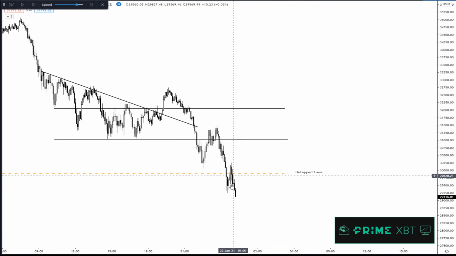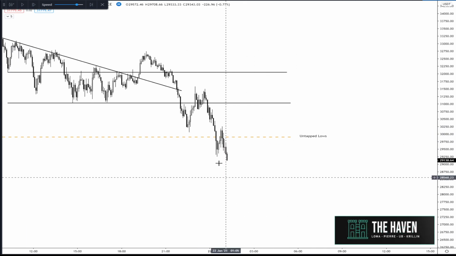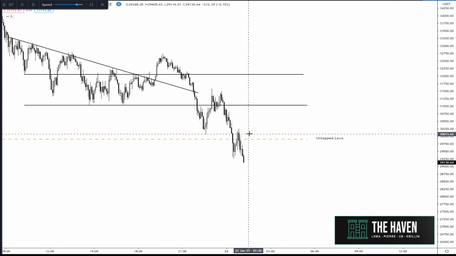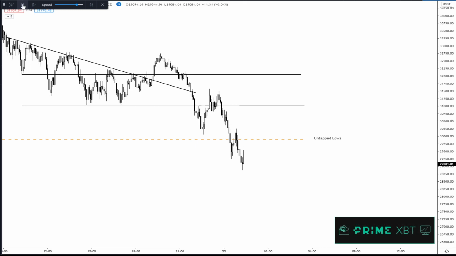You can see how important of a support and resistance area these untapped lows turn out to be. All of these untapped lows and highs typically end up being very significant areas going forward.